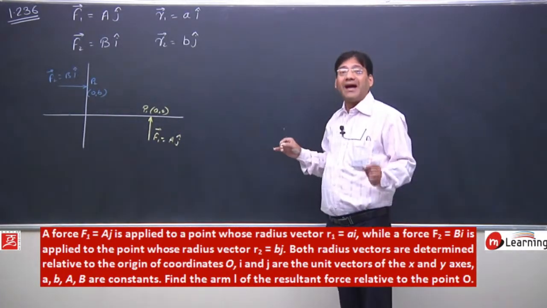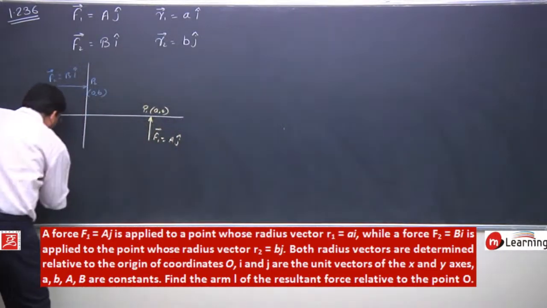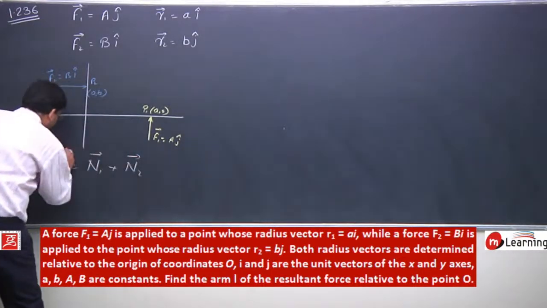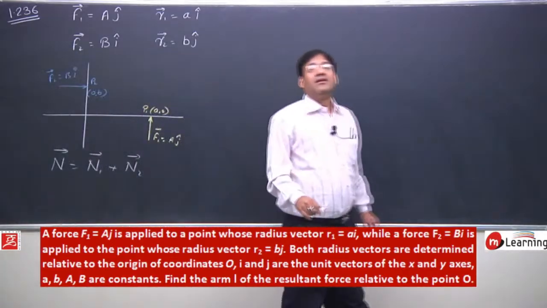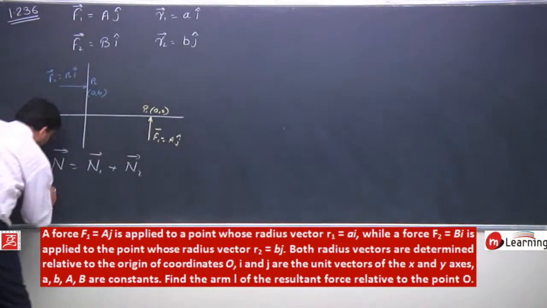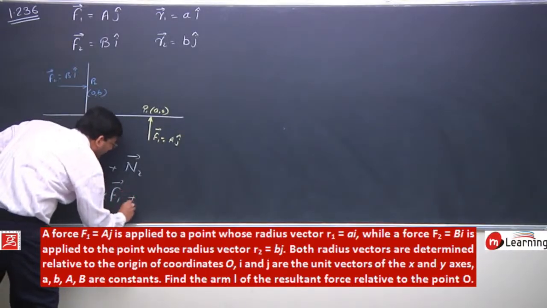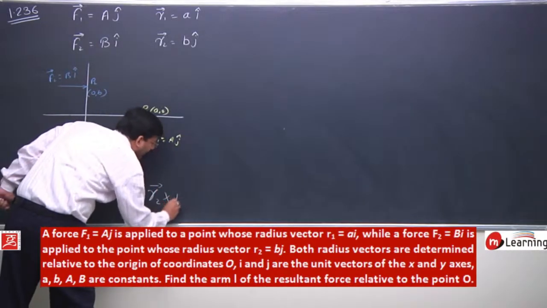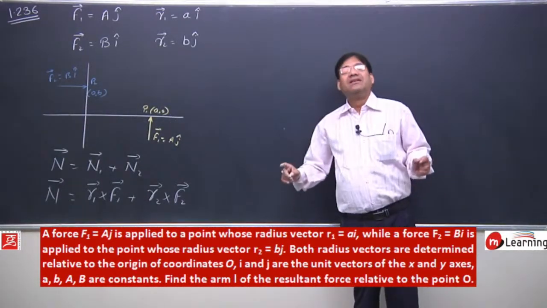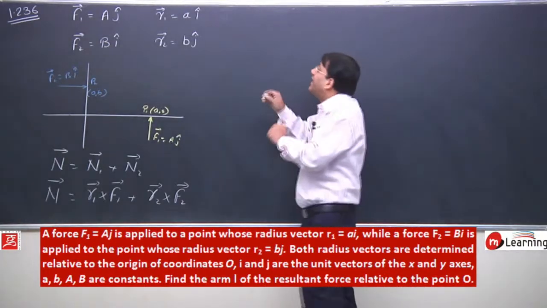Now, we need to determine the arm length. Arm length determine करने के लिए पहले हमें मोमेंट ऑफ फोर्स निकालना पड़ेगा, मतलब टॉर्क निकालना पड़ेगा. दो अलग अलग फोर्सेस की वजह से जो टॉर्क निकाला जाएगा, दोनों फोर्सेस के लिए हम टॉर्क अलग अलग निकालेंगे और टॉर्क को ऐड करेंगे. This N1 is R1 cross F1, N2 is R2 cross F2. When two forces are acting at two different points, then the torque would be determined separately, and then the torque would be added.